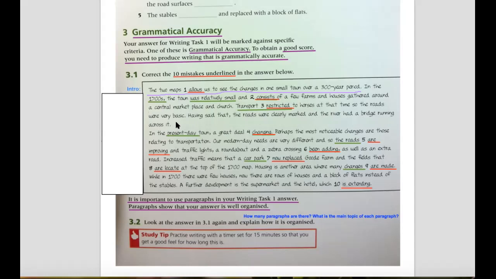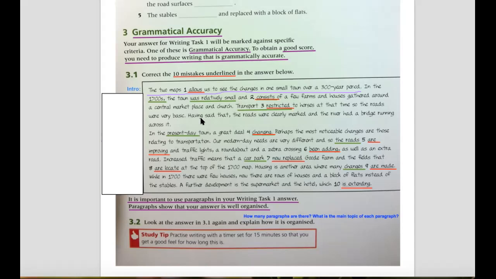So remember, we have introduction, we have overview, we have body one, body two. So I want you to pause and read this again and tell me, what is this? Is this an overview paragraph? Does it talk about all the main changes? Or is this a body paragraph? Okay, so pause it. Is this the overview or is this the body paragraph? Okay, so as you can see, they're not summarizing anything. So this is not the overview. This is the body one.